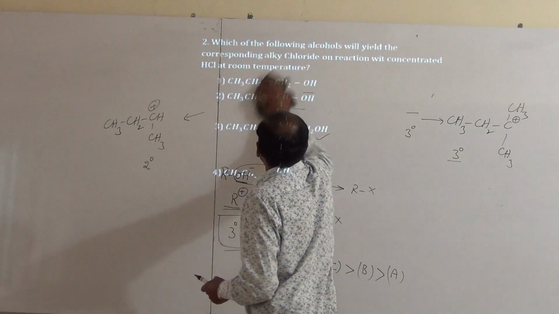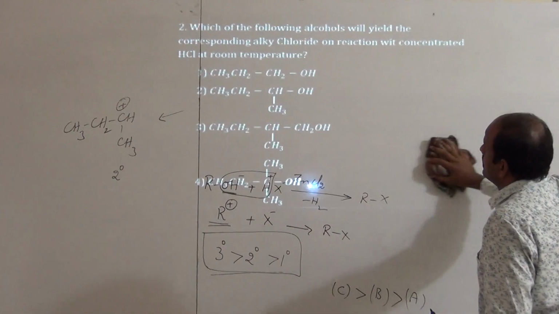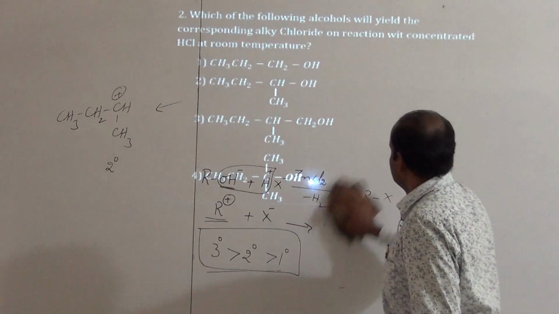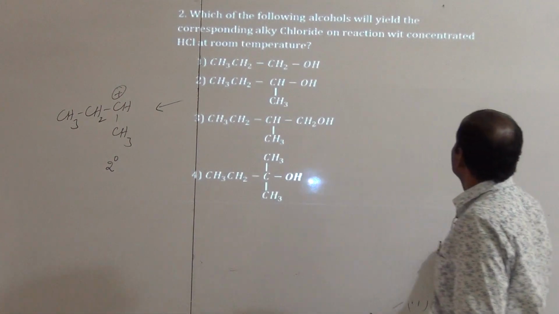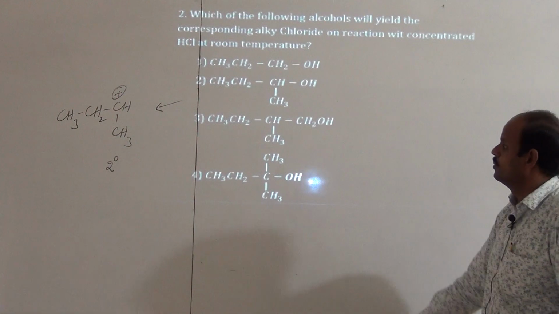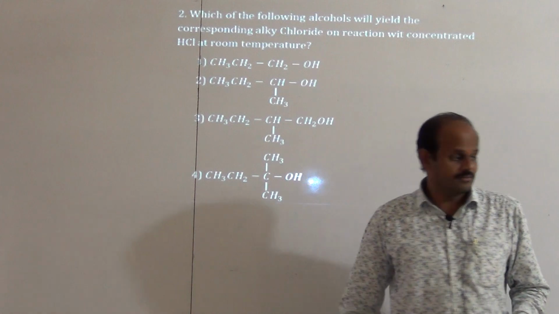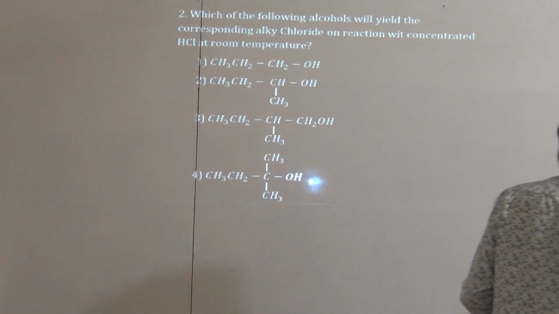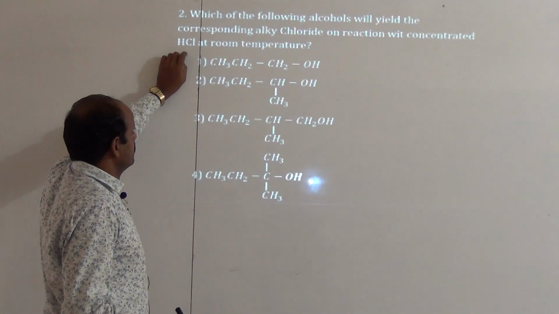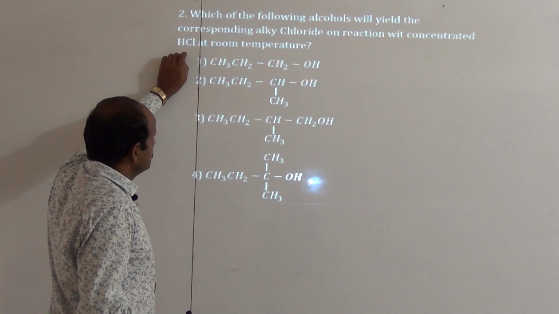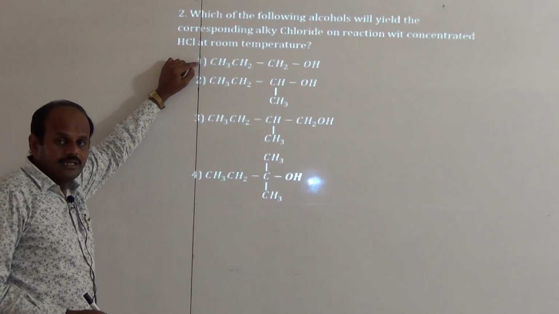Read that one. Which of the following alcohols will yield the corresponding alkyl chloride on reaction with concentrated HCl at room temperature? That means which one will give alkyl halides easily with concentrated HCl at room temperature? So it is also based on the type of alcohol, like primary, secondary or tertiary.